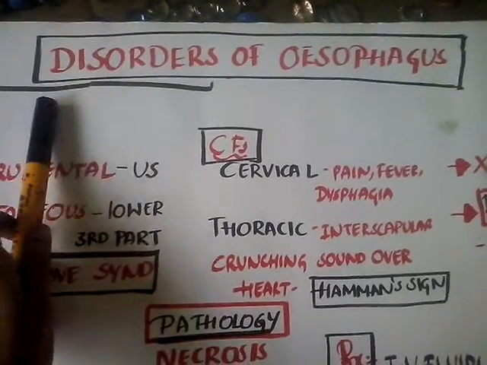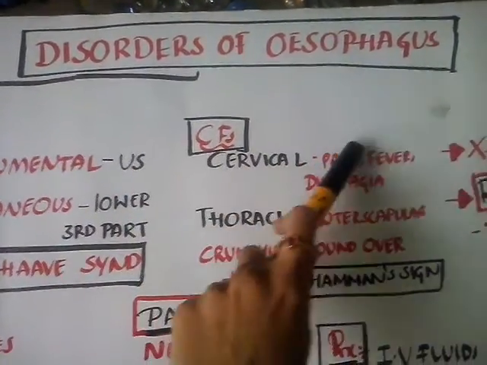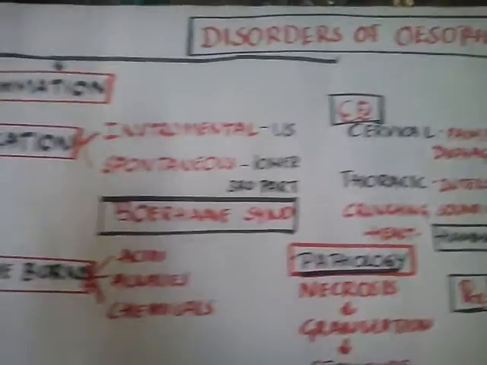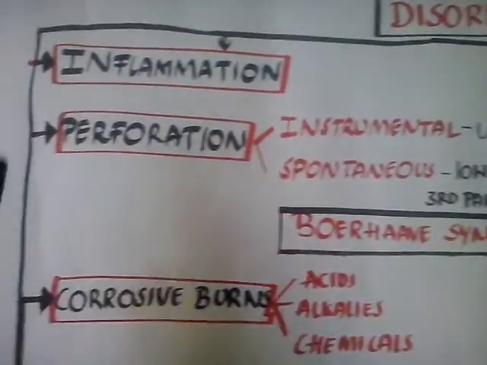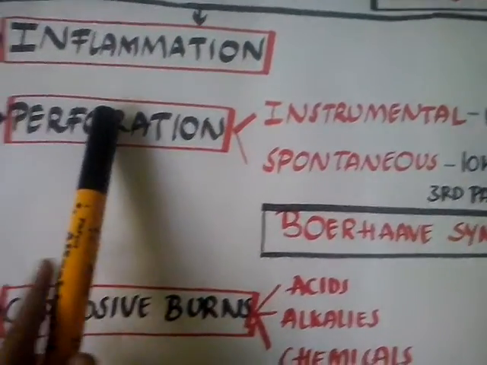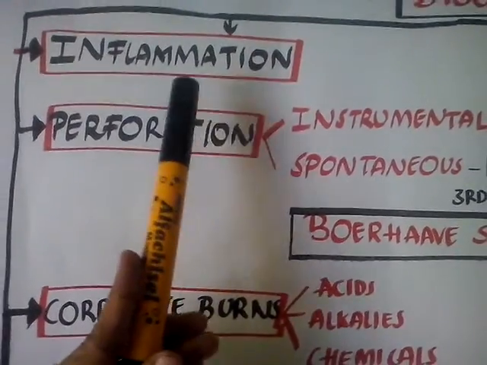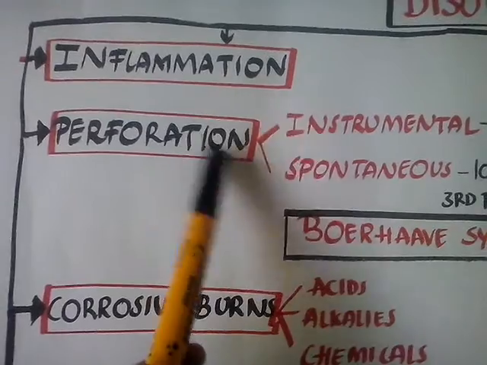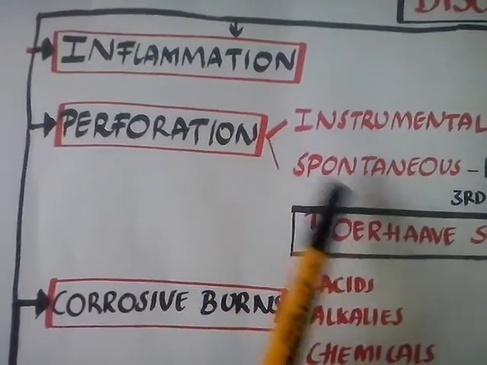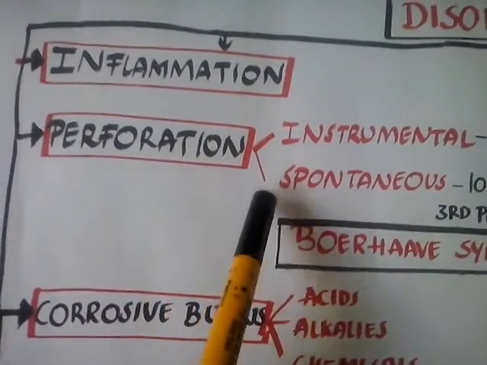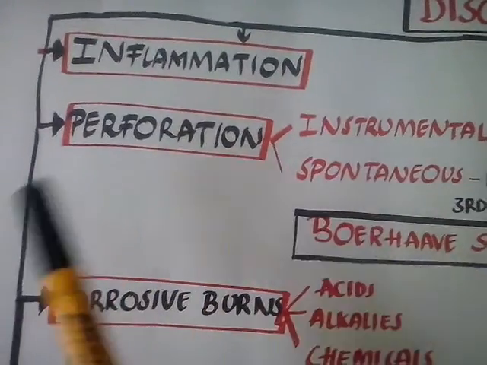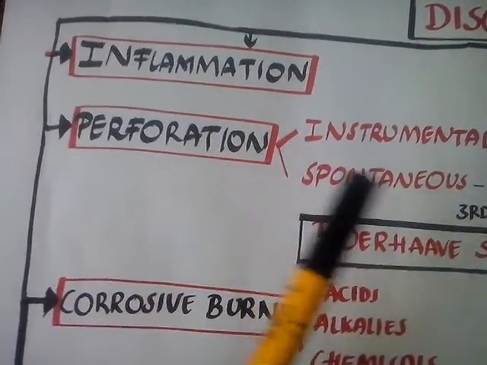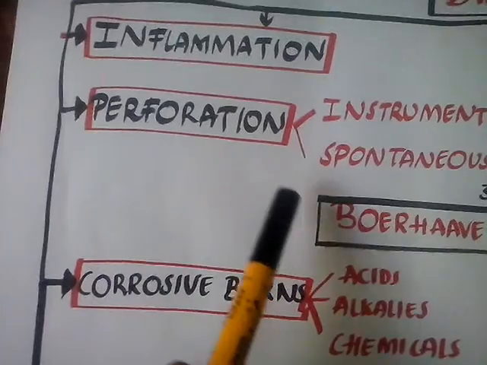Hello friends, now I am going to discuss disorders of the esophagus. Disorders of the esophagus include acute esophagitis due to inflammation. It is due to the ingestion of hot liquids, corrosives, and lacerations due to foreign body or esophagoscopy, and infections like moniliasis and systemic pemphigus. Pemphigus is an autoimmune disorder which affects the mucosa.